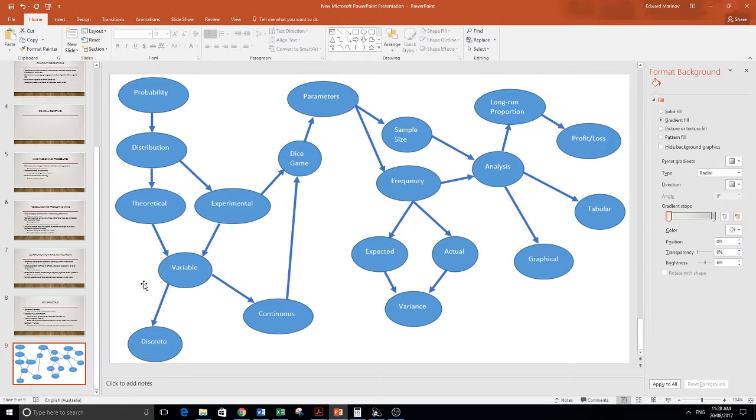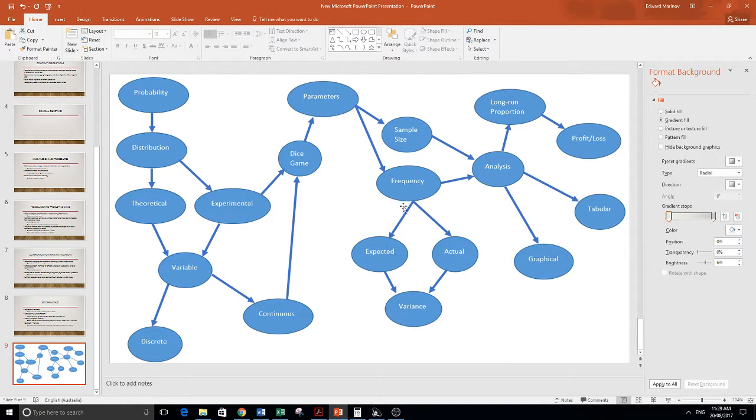And then we have variable, extending on from these two. And obviously variable can be broken down into discrete or continuous. And as I said earlier, I've said it's continuous for our dice game. Okay, and from our dice game, we're able to extract parameters, which were namely sample size and frequency.